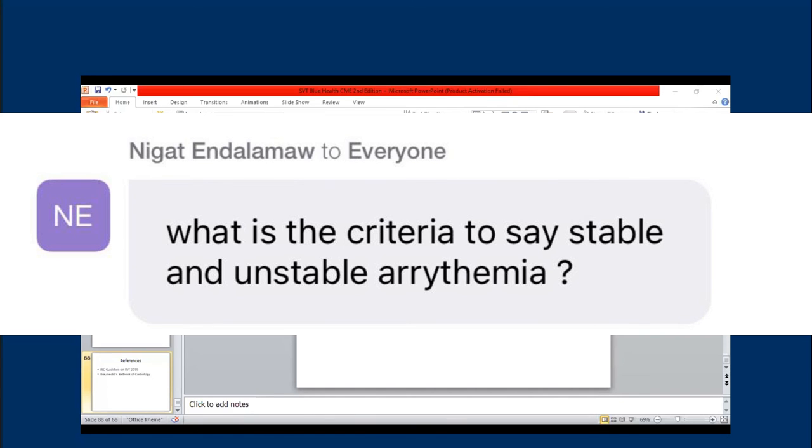Stable versus unstable tachyarrhythmia, it depends on the hemodynamics of the patient, particularly the blood pressure. And besides the blood pressure, patients can have symptoms of heart failure, or patients can occasionally also have impaired brain perfusion with altered mentation. So if we see any of these features, we label the patient as having unstable tachyarrhythmia, and we proceed with electrical cardioversion, which corrects the arrhythmia in a very fast way. And that's how we classify them.